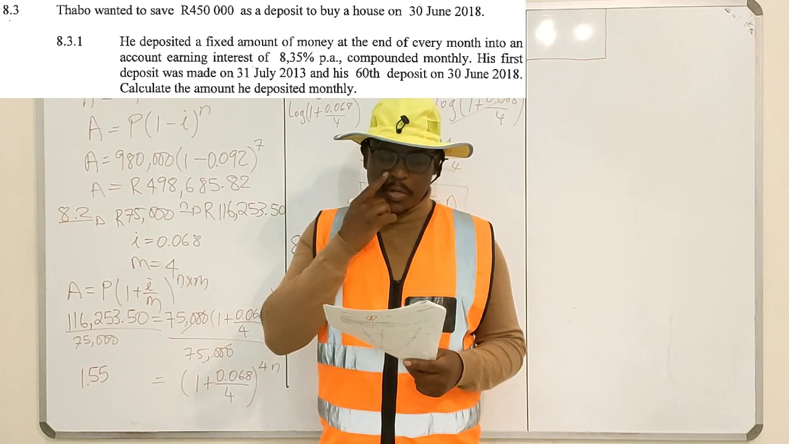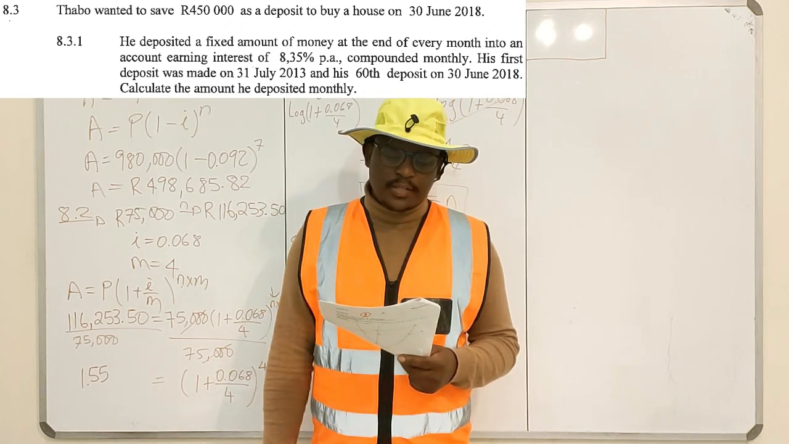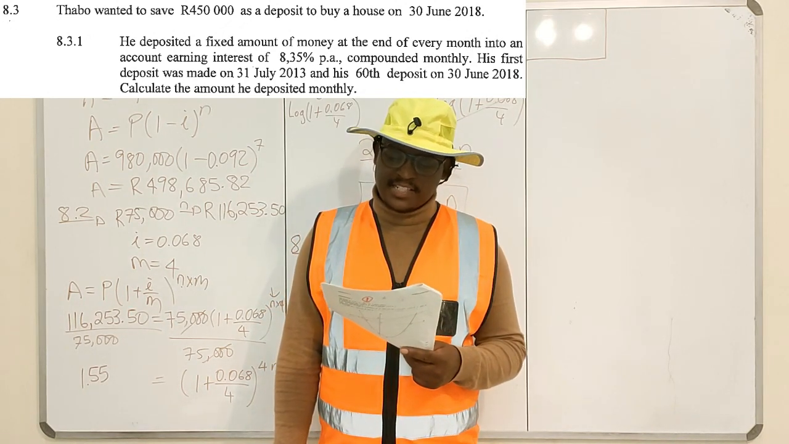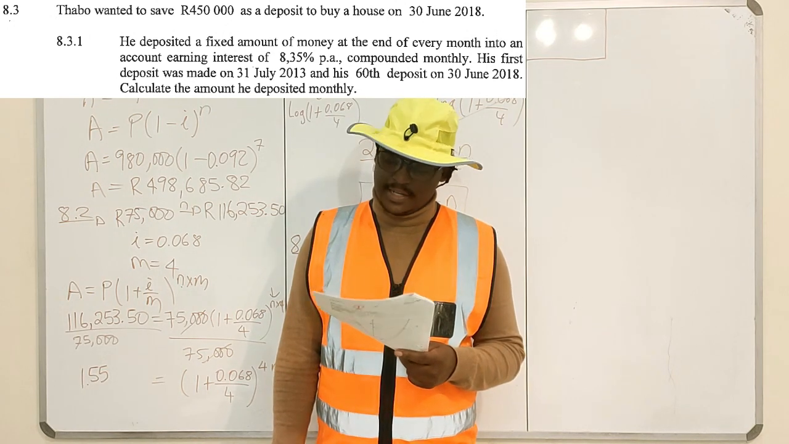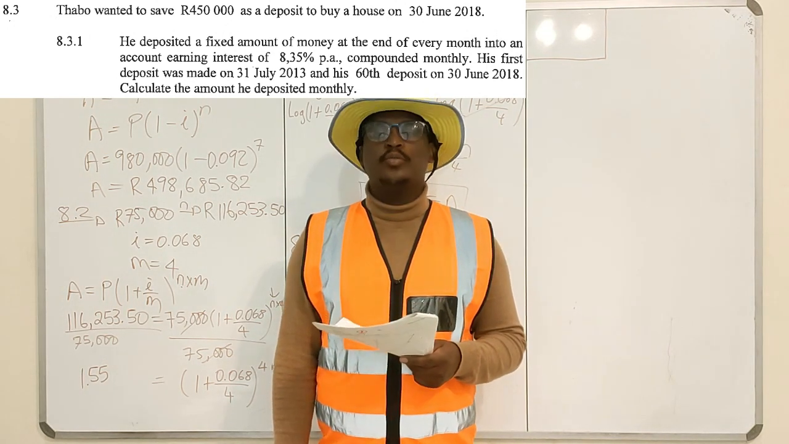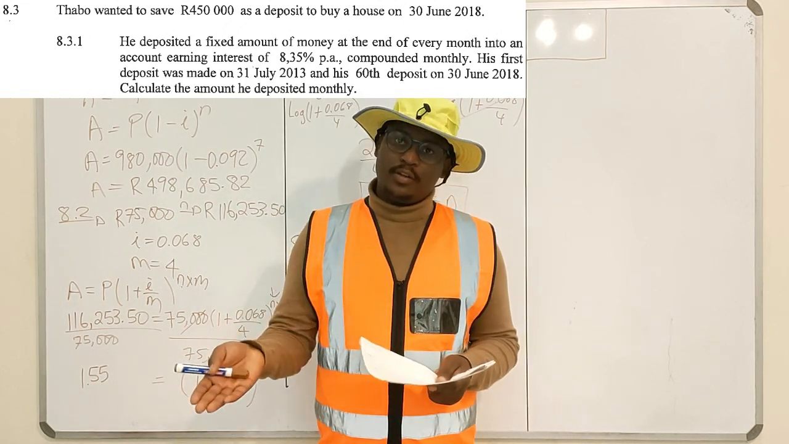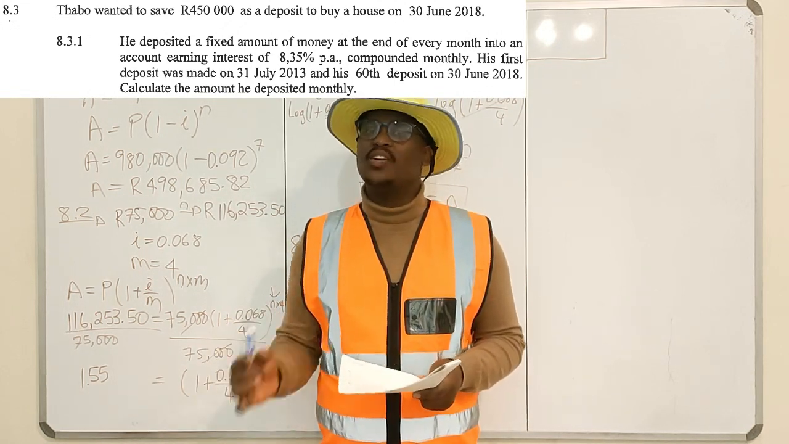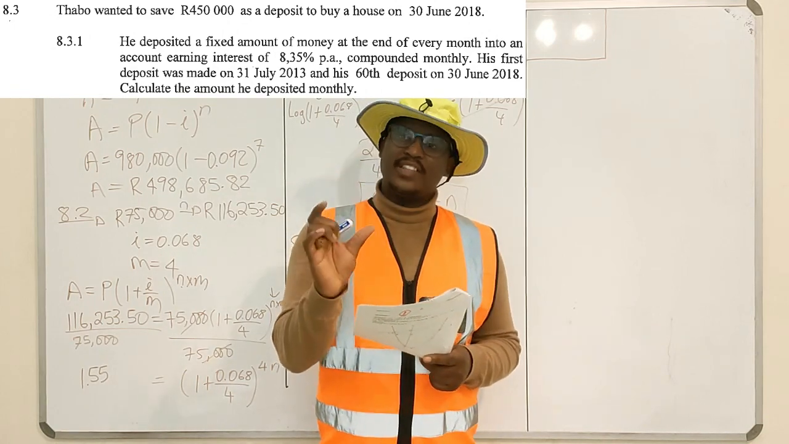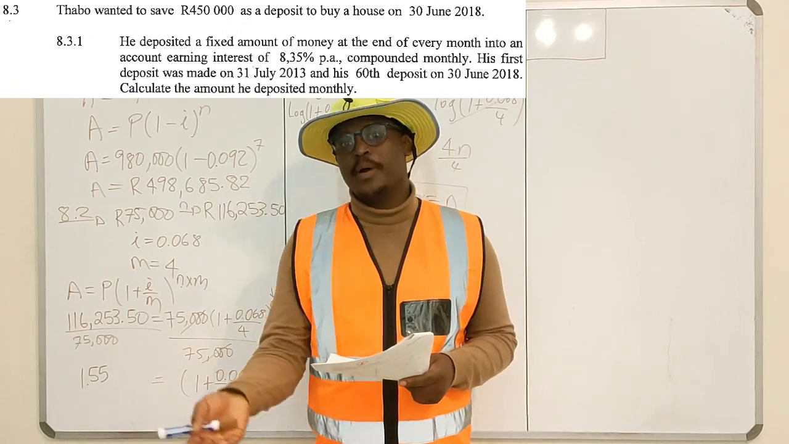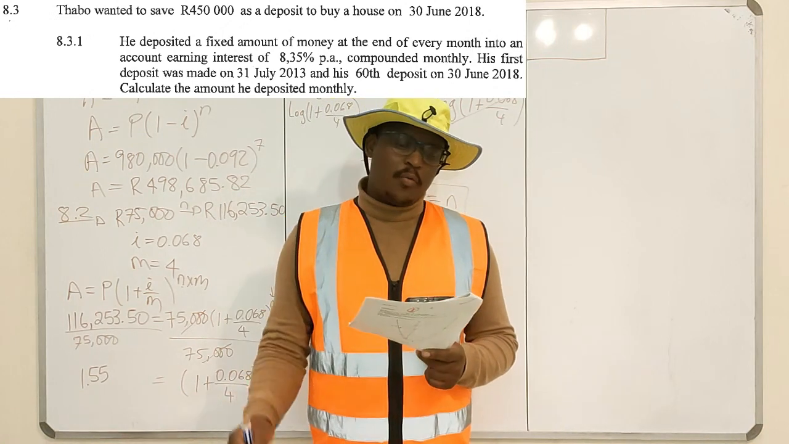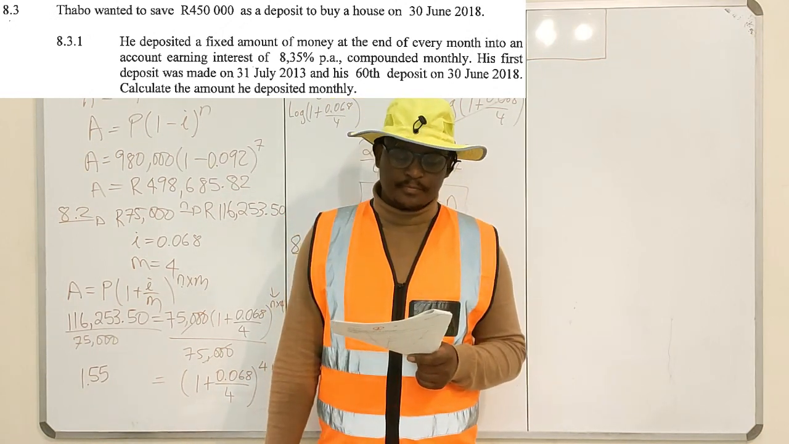Okay, so now we're doing 8.3. Thabo wanted to save 450,000 as a deposit to buy a house on 30 June 2018. So this one is straightforward. They're telling us Thabo wants to buy a house on the 30th of June 2018, and he wants to save 450,000 as a deposit into that house that he wants to buy. Straightforward. So now we go to 8.3.1.